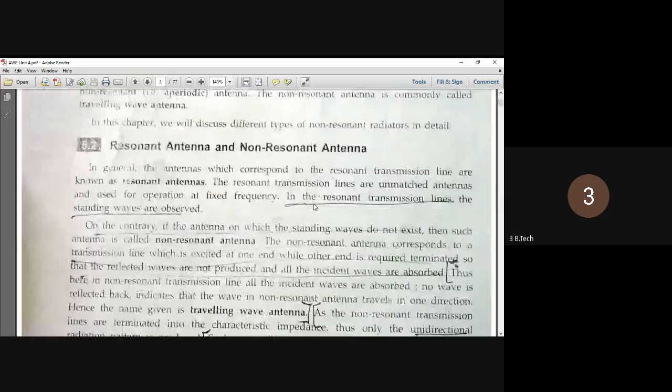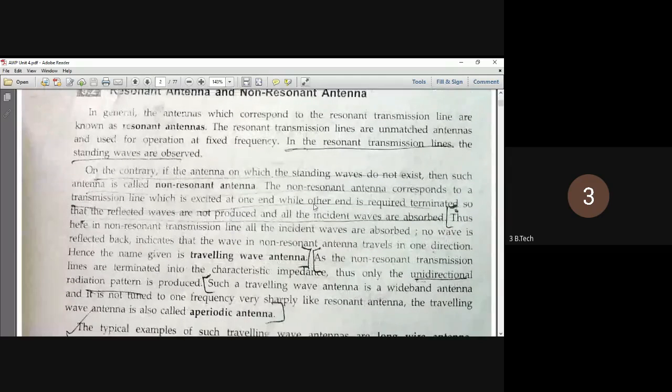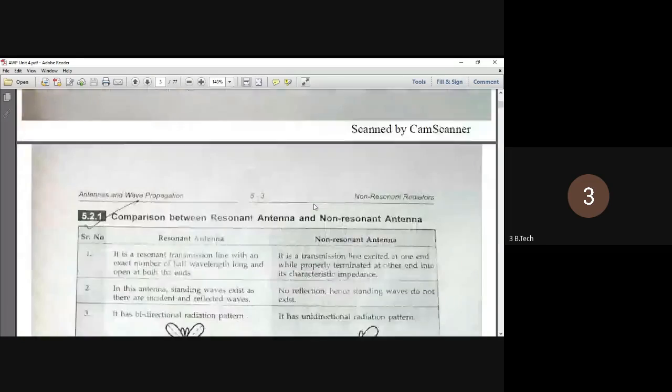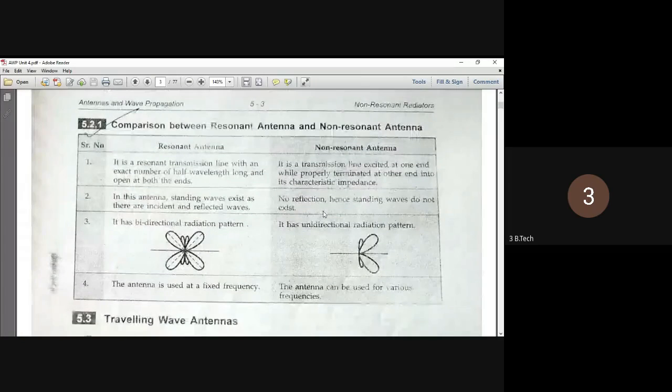So resonant and non-resonant antennas definitions I already told. Comparison between, is the screen visible? Is the audio clarity? Yes, sir. Okay.